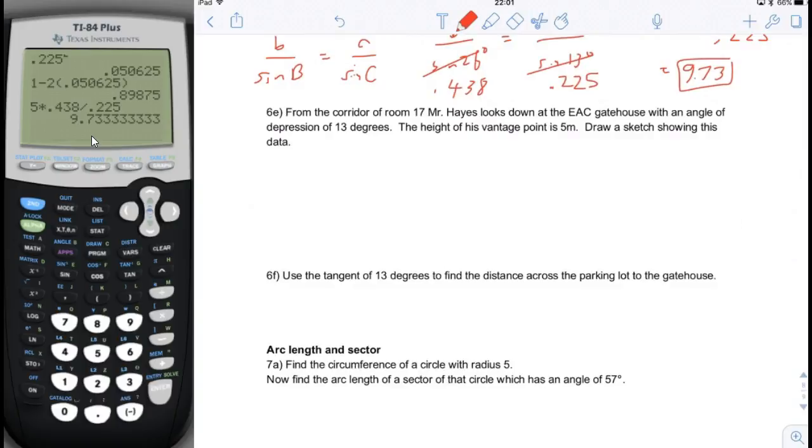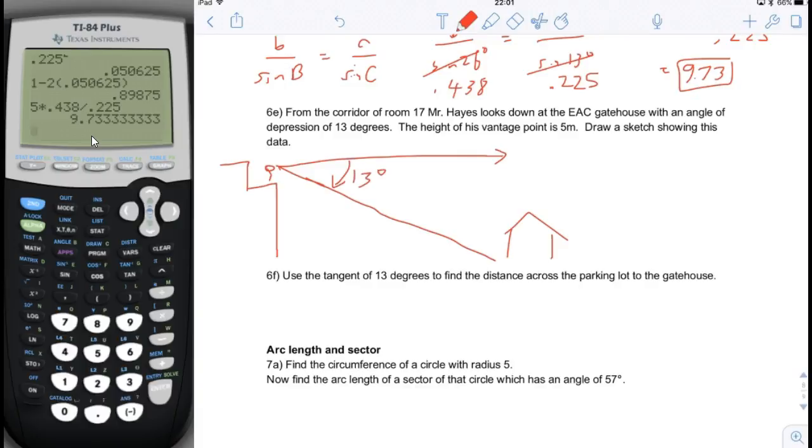6C. From the corridor of room 17, Mr. Hayes looks down at the AC gatehouse with an angle of depression of 13 degrees. The height of his vantage point is 5 meters. Draw a sketch showing this data. Okay, so here's Mr. Hayes. He's standing outside of room 17, and he's looking down at the gatehouse here. Now, this is a horizontal line looking out from his eyes, and then he's going to look down 13 degrees. Angle of depression means he's starting out looking horizontally, and then he looks down. The angle that he looks through is the angle of depression, so that's going to be 13 degrees.